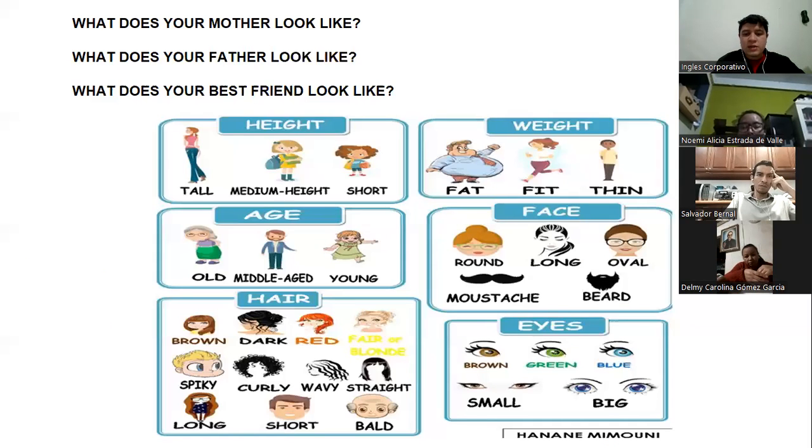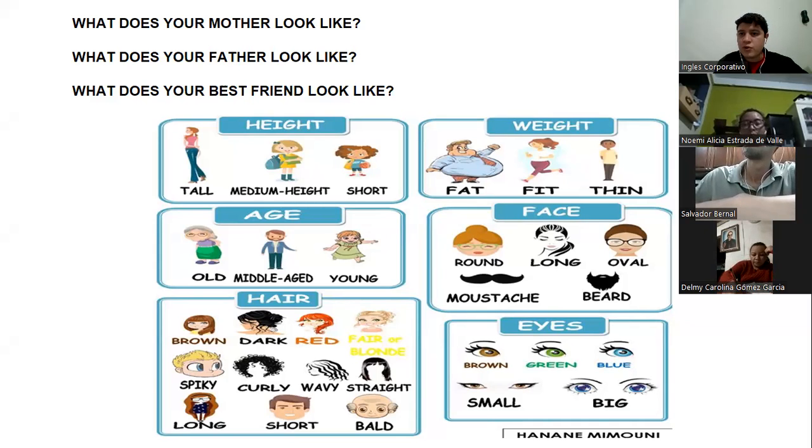We are going, guys, to describe, you know, our first, what does your mother look like? ¿Cómo luce tu madre? Okay? Vamos a describir first our mother. Then, what does your father look like? Vamos a describir a nuestro padre. Then, what do your friends look like? Okay? Vamos a describir a nuestro amigo, okay? So, guys, I'm sending you this one, right? Les estoy enviando this one. También les voy a enviar las fotos para que nos acordemos, right?